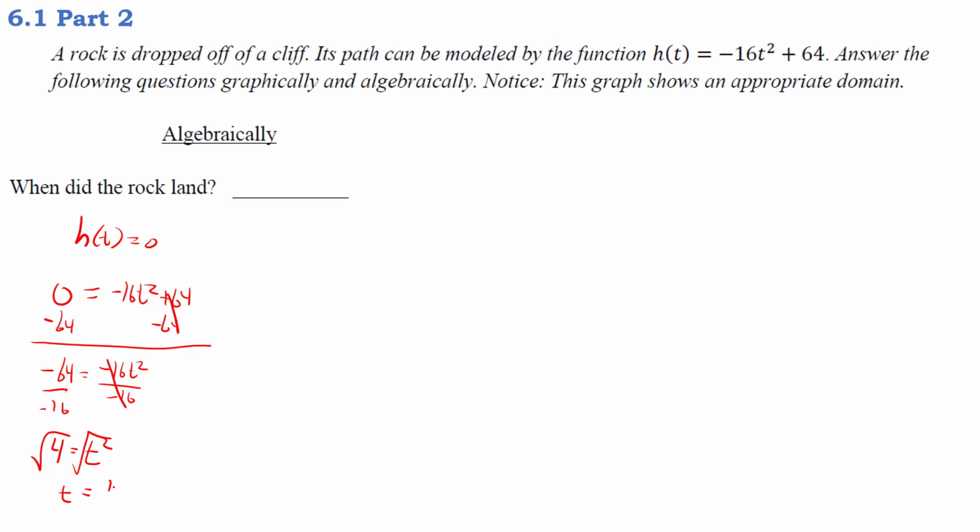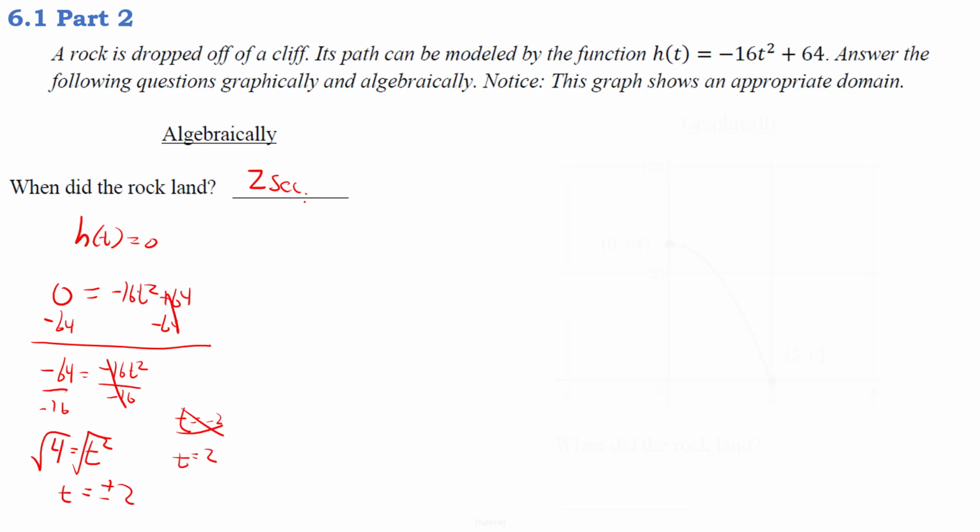plus and minus 2. So that means t equals negative 2 and t equals 2. Well, we can't go back in time. When you drop a rock off a cliff, you can't go back in time. So in other words, t equals 2. It took 2 seconds to hit the ground. So the rock landed in 2 seconds.